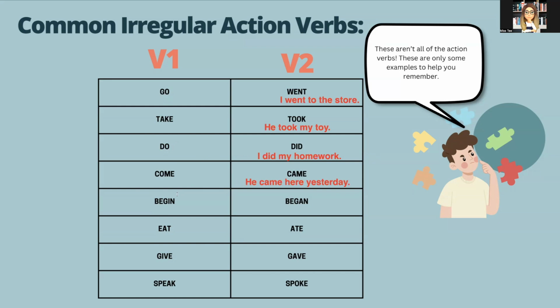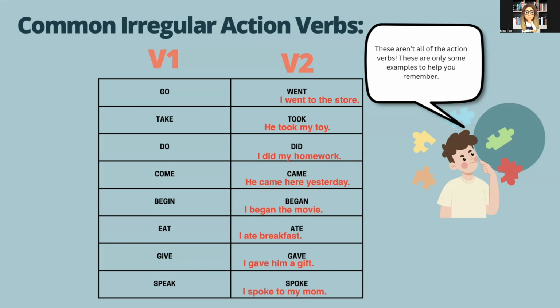Instead of begin, we can say began. I began the movie. Instead of eat, we say ate. I ate breakfast. Instead of give, we can say gave. I gave him a gift. Instead of speak, we can say spoke. Spoke to my mom, for example.